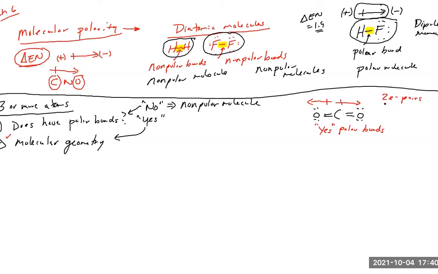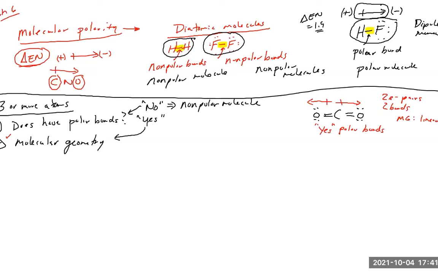Remember, double bonds and triple bonds count as 1 bond. So the molecular geometry of this molecule is actually linear, which is a straight line. Essentially, we have a straight line with oxygen on one side pulling and oxygen on the other side pulling, and I am really pulling on my pen here, and you can see my pen is really not going anywhere.